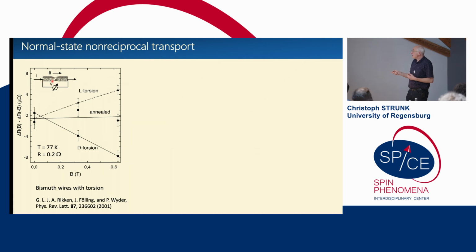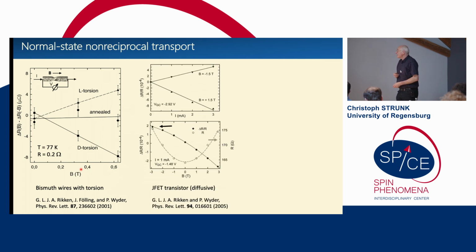So this is just a wire made from bismuth. And they introduced symmetry breaking by just torsion of this wire, right? So this is just here a twist that they have introduced. And depending on whether the twist is clockwise or counterclockwise, they found that there is a small additional contribution to the resistance, which depends linearly on the magnetic field, and the sign depends on the orientation of the twist. So this is already, say, a nonlinear correction to the resistance.